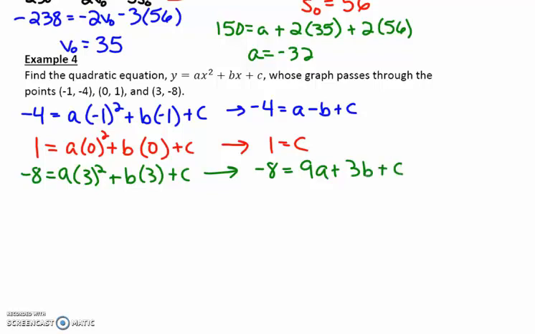Well, we can plug in the c while we're at it. So then we have two equations that are just in two variables. So we have negative 4 equals a minus b plus 1. And we have negative 8 equals 9a plus 3b plus 1.